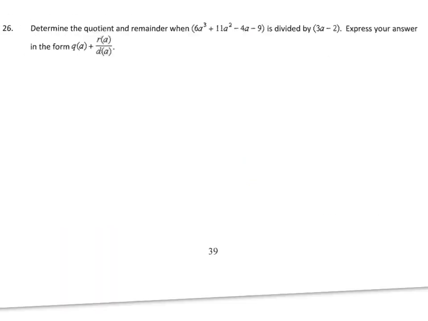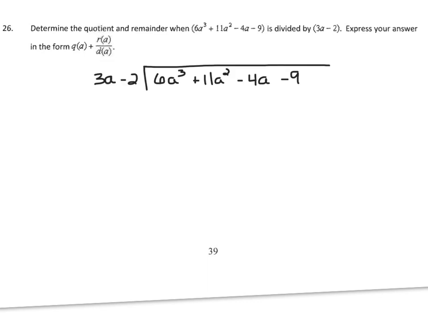Number 26 wants us to determine the quotient and remainder when this is divided by this. Okay, and they're showing you to put it in this form. This is basically our quotient, our answer, plus our remainder over what we were dividing by. Okay, so we are dividing this expression, so that goes under the division bar, by 3a minus 2, so that goes outside the division bar. Okay, so this is how it works.